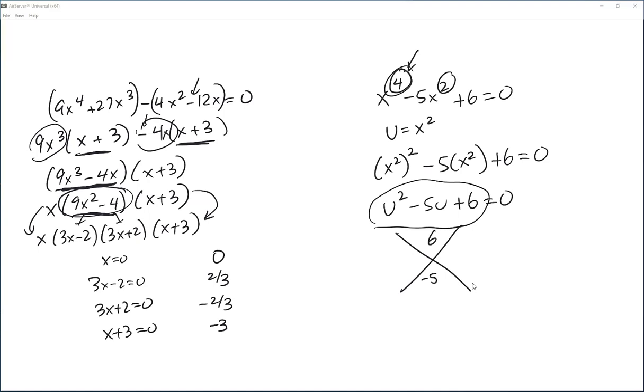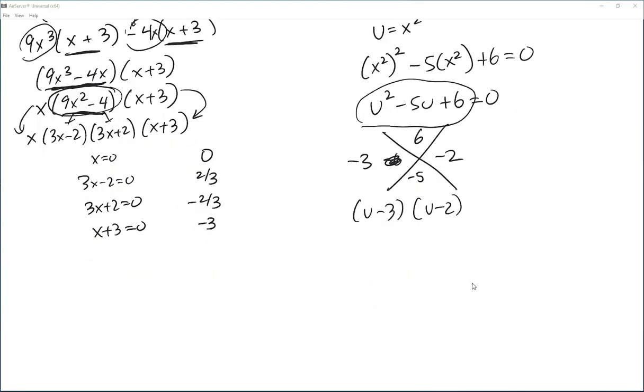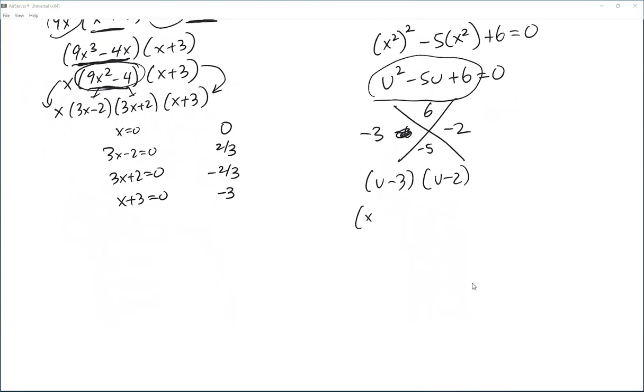A lot of people put negative 6 and positive 1, and that's wrong because negative 6 times 1 is negative 6. Sorry, this should be negative 3 and negative 2, because negative 3 times negative 2 is positive 6, and negative 3 plus negative 2 is negative 5. So this will be u minus 3 and then u minus 2. But keep in mind, we're not trying to solve for u, we're trying to solve for x. So we replace the u with x squared. We go back to it.